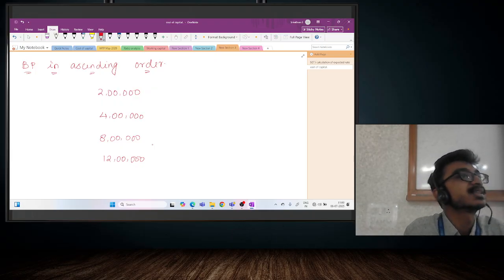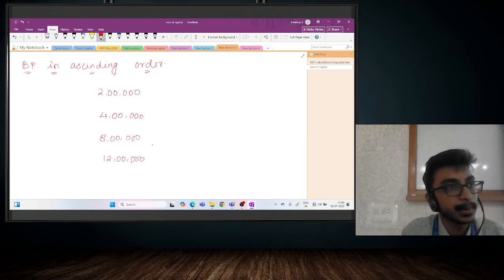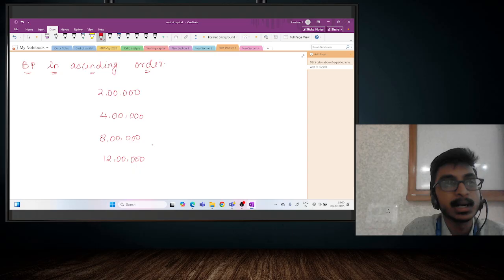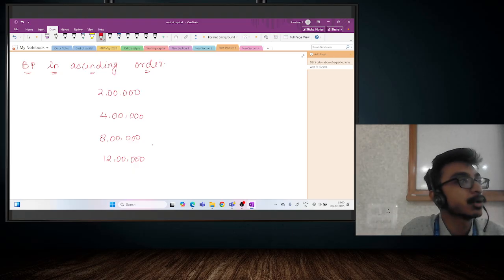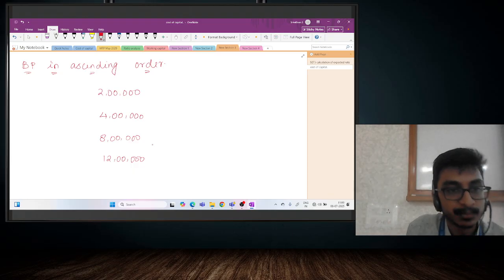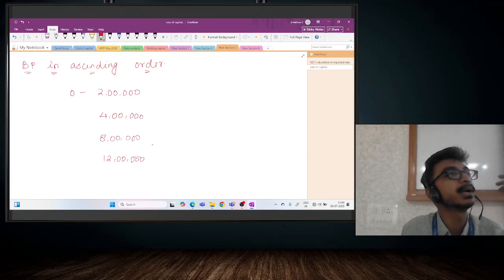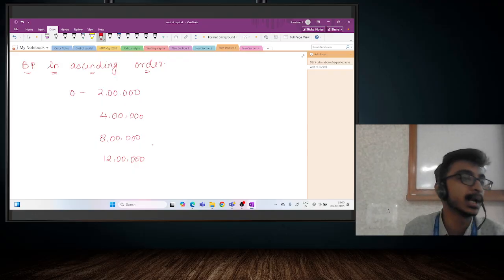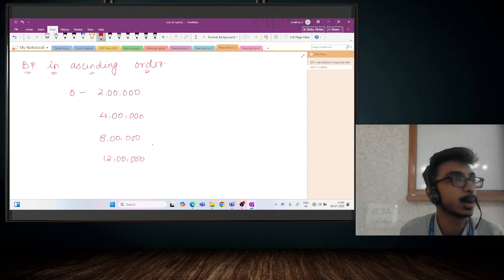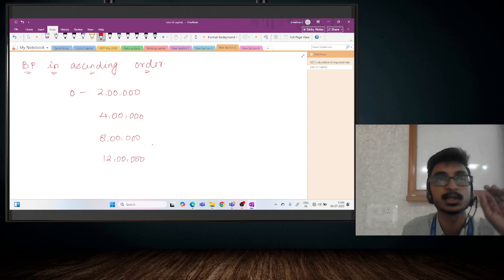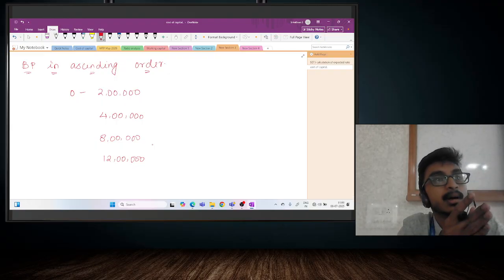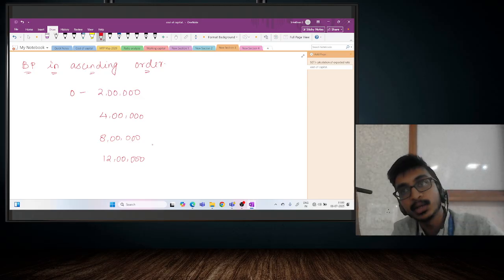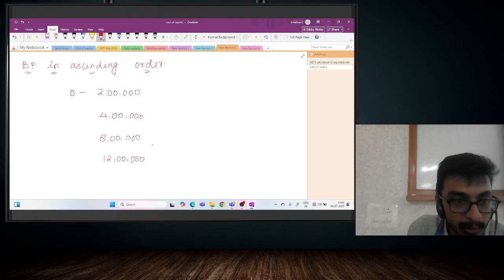Now listen, I am telling how to interpret this breaking point. If the company is raising an additional capital up to 2 lakh rupees, their weighted marginal cost of capital will remain the same. Which means, you take any number between 0 to 2 lakh rupees, 1 lakh, 1 lakh 25, 1 lakh 50,000, 1 lakh 30,000, their weighted marginal cost of capital will remain the same.